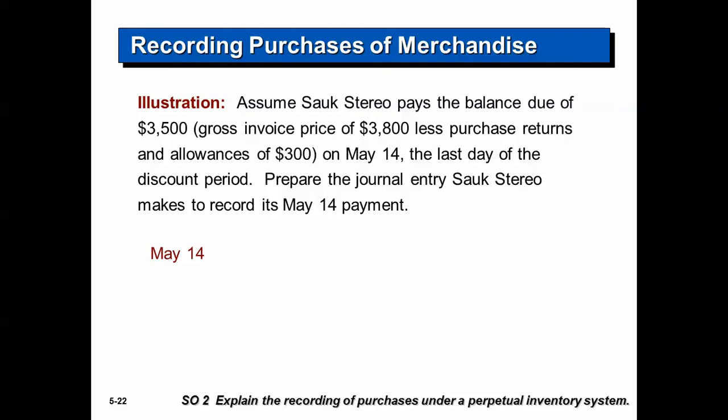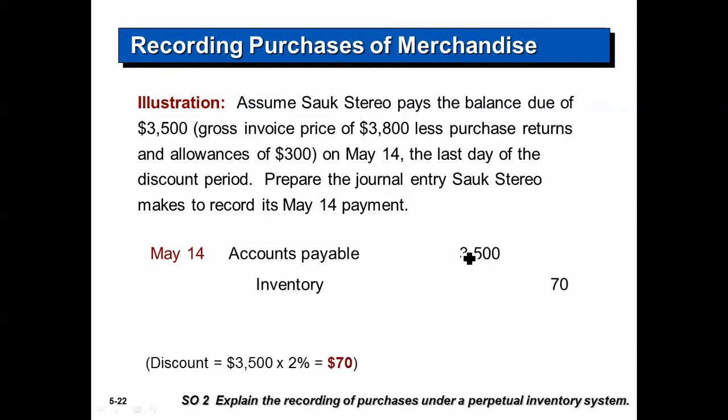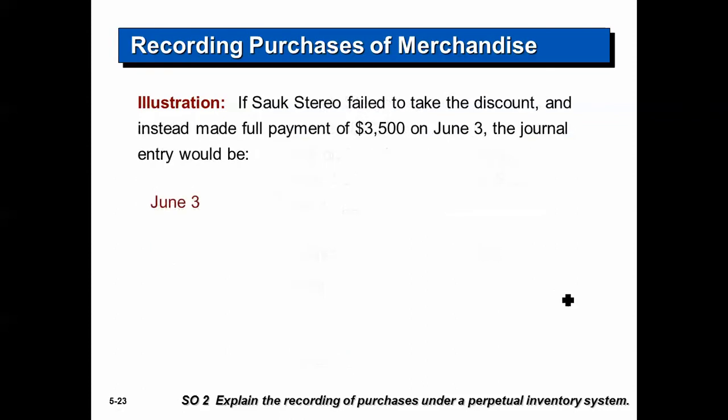To prepare the journal entry then: accounts payable, I'm going to pay them off, so I reduce what I owe them by 3,500. Inventory, I take a 2% discount on that 3,500 and I pay the balance, 3,430. So I paid 3,430, but I canceled my accounts payable of 3,500 because I took a $70 discount. So I reduced my inventory by that amount.